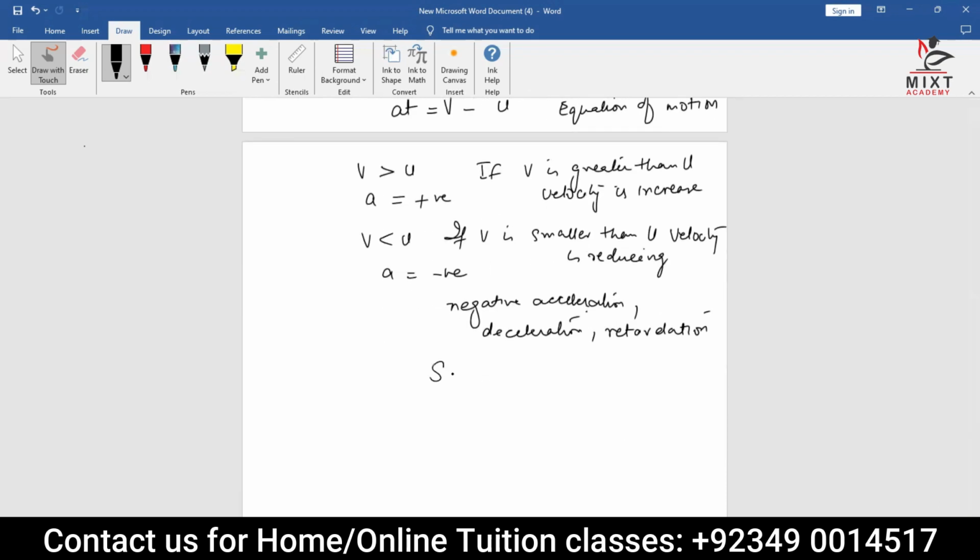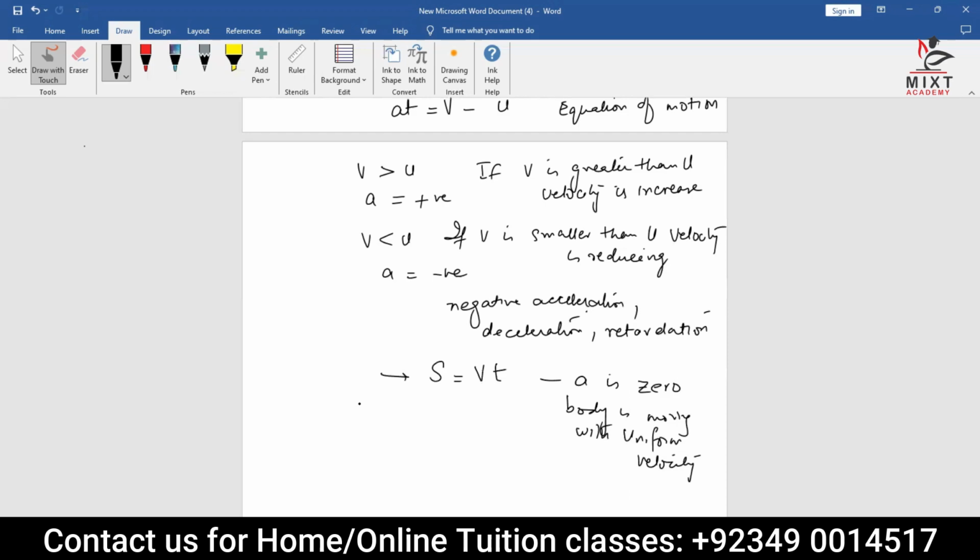Let's start another equation. Can you see this equation anywhere? S is equal to Vt. What is this equation? Displacement equals velocity times time. And this equation will be used when acceleration is 0, or you can say the body is moving with uniform velocity. Acceleration 0 means the body is moving with uniform velocity. This formula can only be used in that condition.